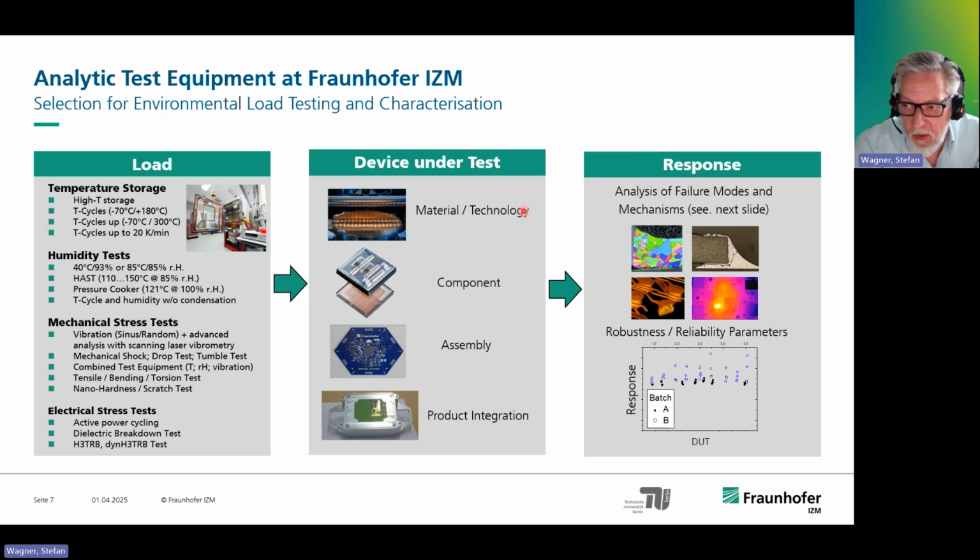For this, we have a lot of equipment which allows us to analyze different sample levels. These sample levels are materials and technologies, components, assemblies, and a little bit system, or products, mostly parts or system components.